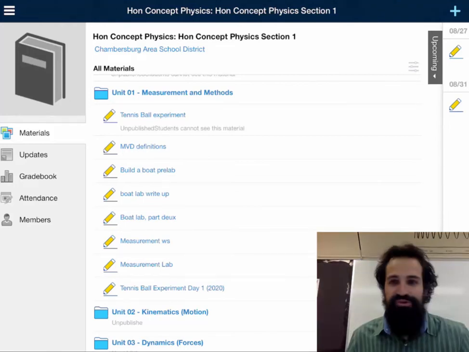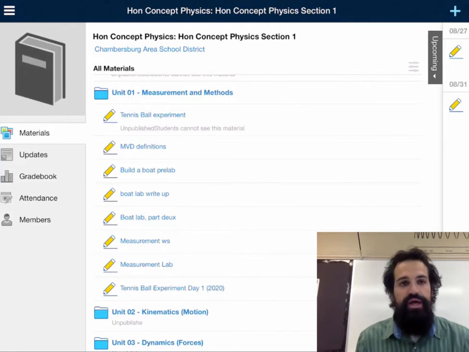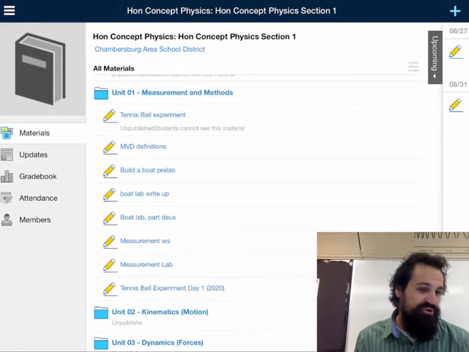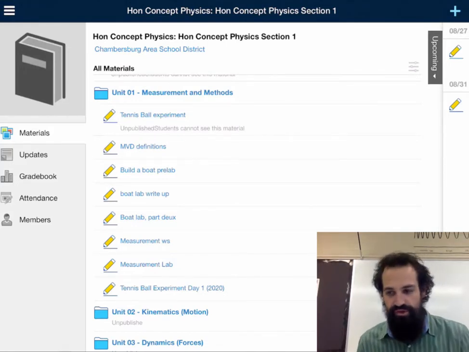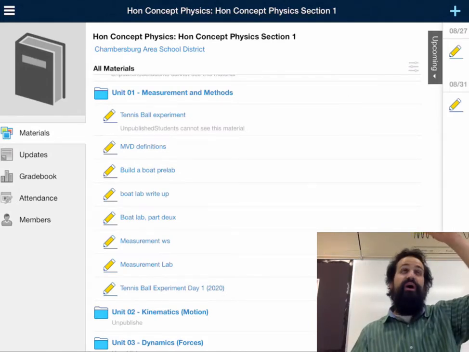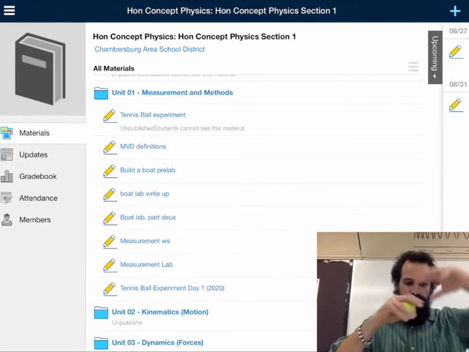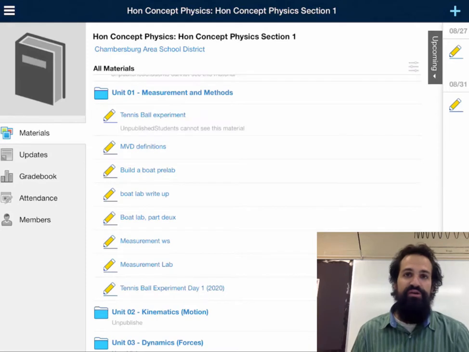Alright, so I'm going to try to walk you guys through the first experiment that you will be doing, and that is the tennis ball laboratory, or at least part one of it. So the idea for this laboratory is you're going to drop a tennis ball from different heights, let it bounce, and then figure out how much energy it lost in the bouncing process.